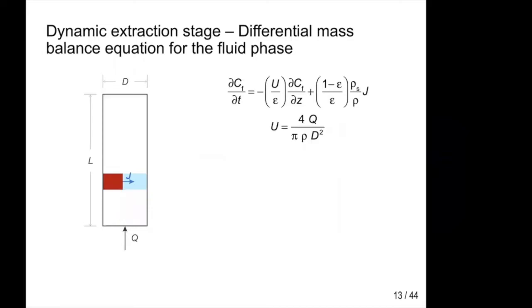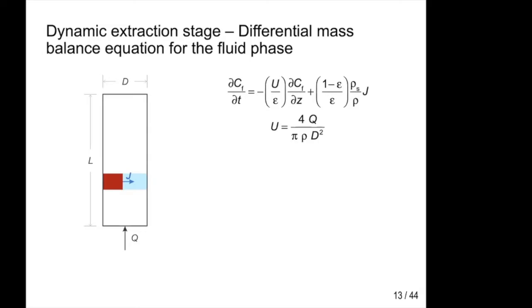The model for the dynamic extraction stage considers oil content in the supercritical and solid phases. This equation represents the differential mass balance for the oil and the CO2 within the extraction vessel. The concentration of oil in the CO2, C sub F, depends on the time and the axial coordinate. J is the oil flux from the solid substrate to the CO2 phase.